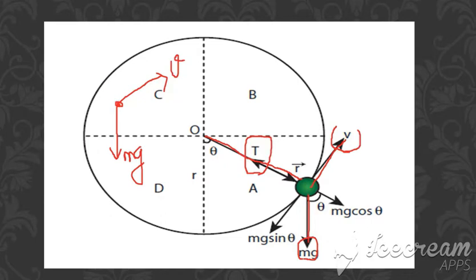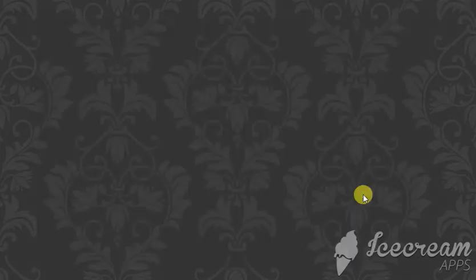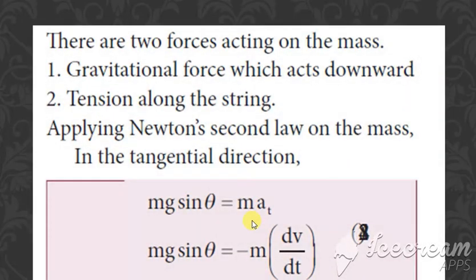Considering this as a free body diagram, with the center as the point, and considering these two sides, we can write that these two are in the opposite direction. So we can write T minus mg cos theta. On this side we have only mg sin theta, and here it has only ma, which is said to be the force. So we can say that mg sin theta is equal to ma. So that is the first equation.